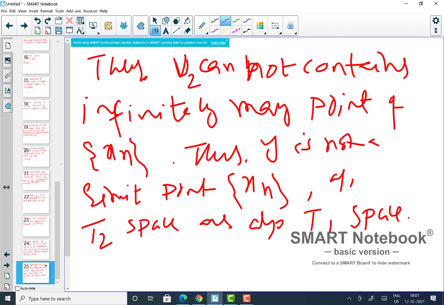So this is the proof that shows that inside a Hausdorff space, if a sequence has a limit, that limit must be unique. It cannot have two or three or five limit points.